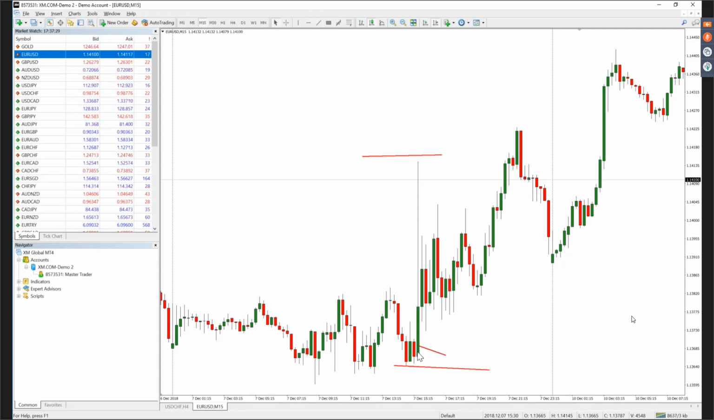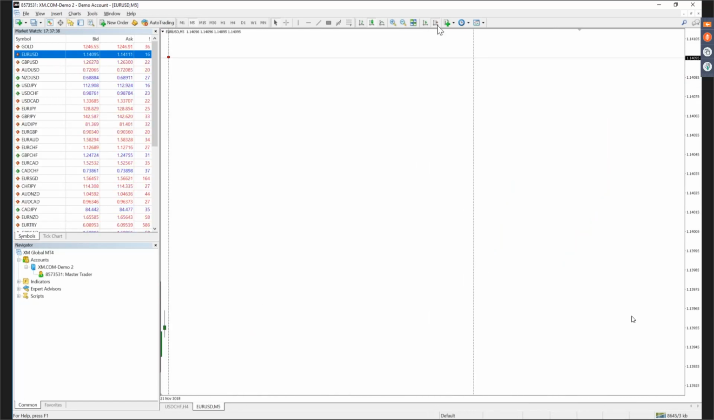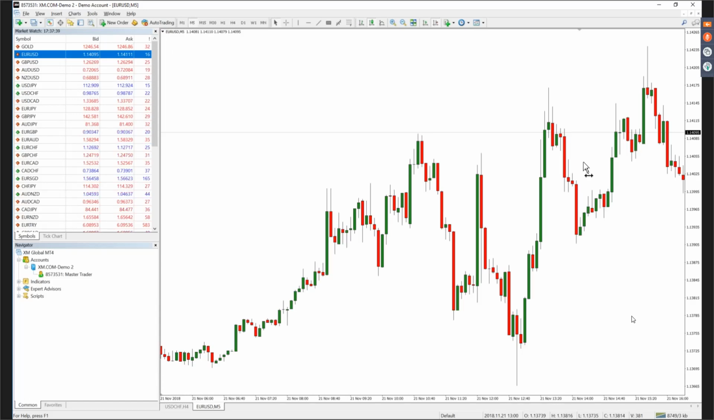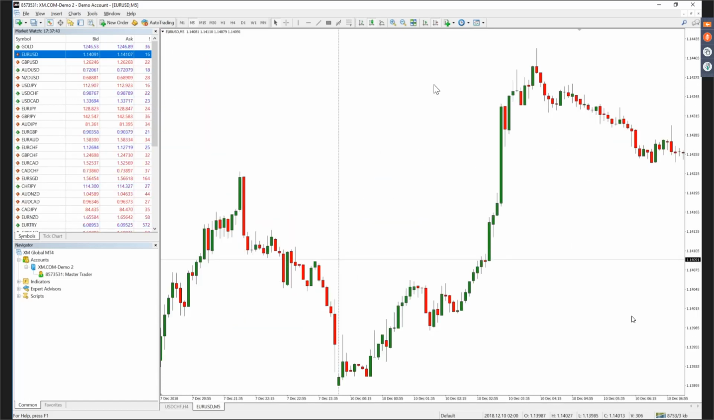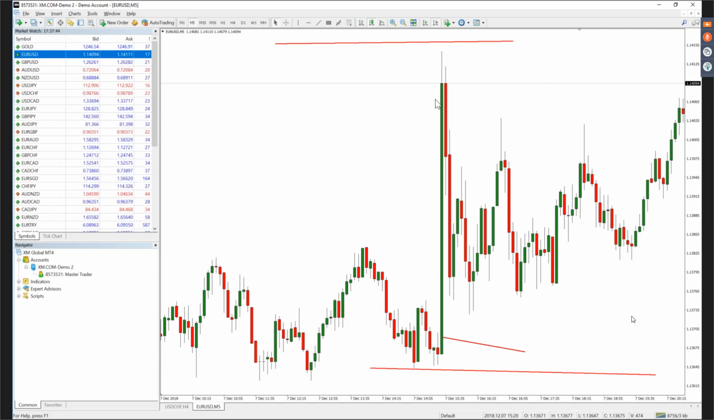Yes. So just before the news was announced, we see the price was at 113.66. Let's go back, look at it on the 5 minutes. So it was 113.66 just before that news was announced.